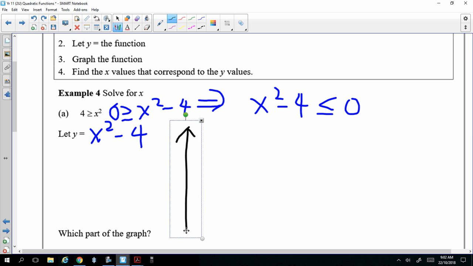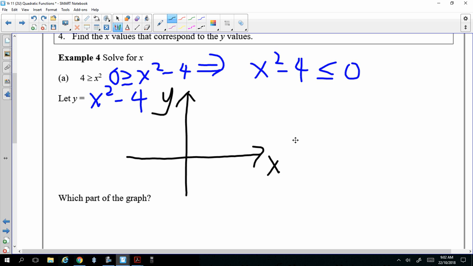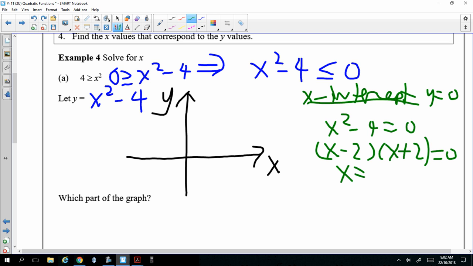Alright, draw it. So how do we draw? You find the x-intercept. You don't need the y-intercept, just the x-intercept. How do you find the x-intercept? Y equal to 0. So you go 0, x squared minus 4 equal to 0. You can either factorize, difference of 2 squares, or you can just square root it. Up to you, you get the same thing. Right, so you get 2 and -2.